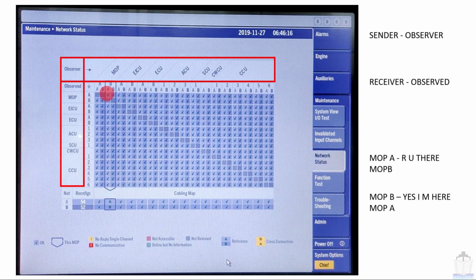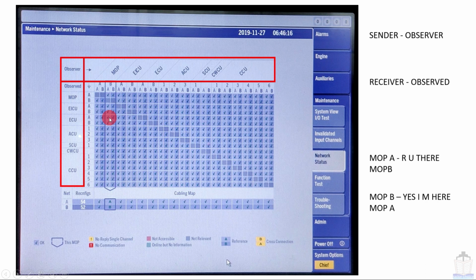Now I am going to talk about this symbol. This symbol is showing not relevant. The meaning of this is that a single component cannot communicate with itself. Instead, it can communicate with other components. That means here MOP A cannot communicate with MOP A, but it can communicate with MOP B. So here in the MOP B column you can see a tick is given. That means communication is okay.